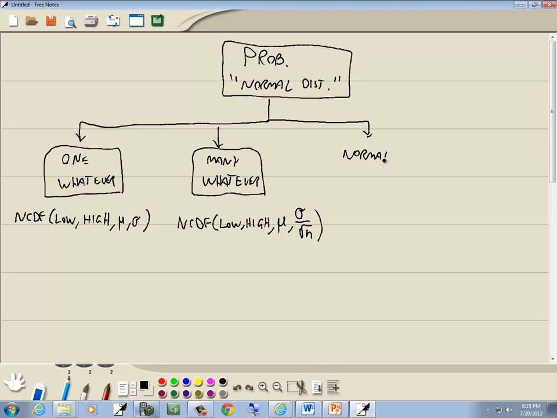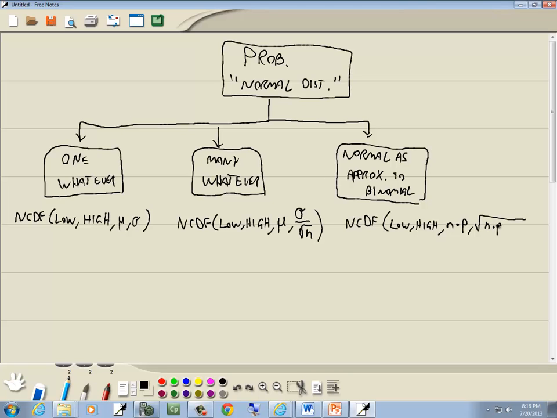And then we'll have normal as an approximation to the binomial. We'll have normal CDF, our low, our high. Now our mean is n times p, and the standard deviation is the square root of n times p times 1 minus p. And this is the 0.5 thing.